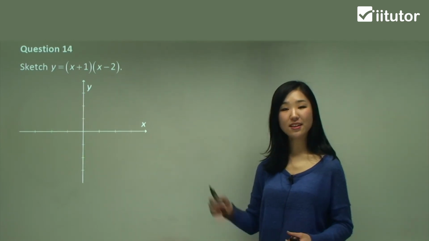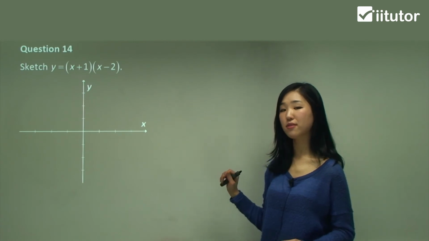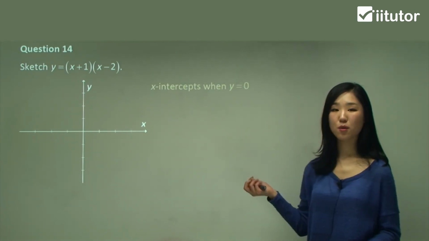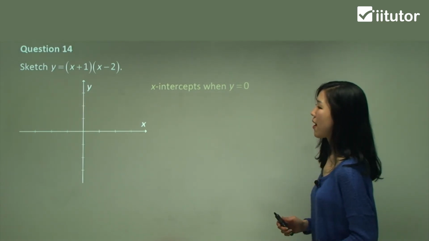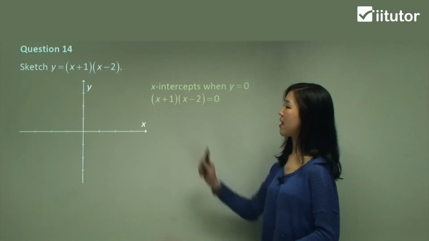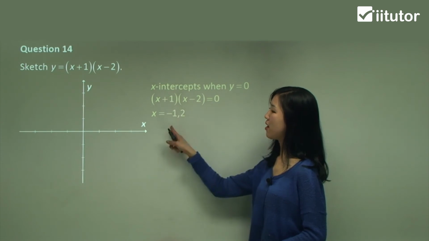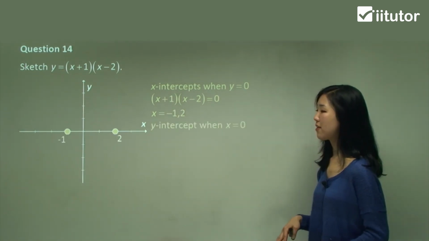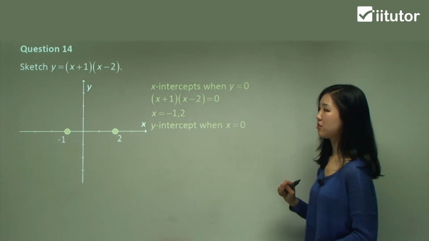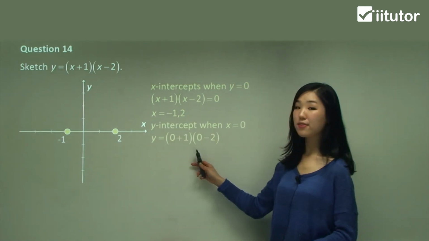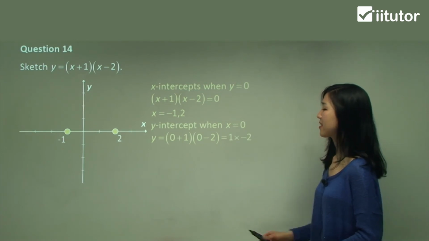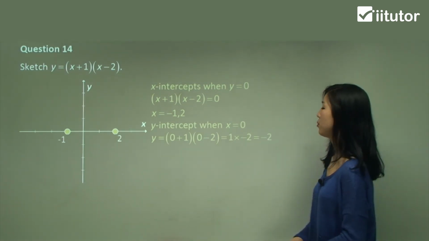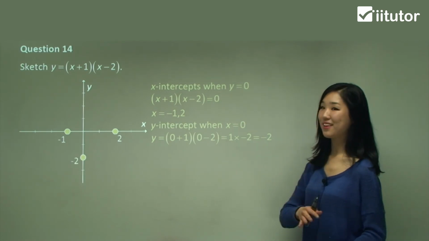Question 14, again, similar form but different numbers. So again, all I'm going to do is first find my intercepts, starting with the x-intercept. So sub in y equals 0. You should know that x equals negative 1 and positive 2. Plot them in. And then of course find your y-intercept. So sub in x equals 0. So 0 plus 1, 0 minus 2. And then it's going to be 0 plus 1 is 1, 0 minus 2 is negative 2, which is negative 2. Plot in negative 2.